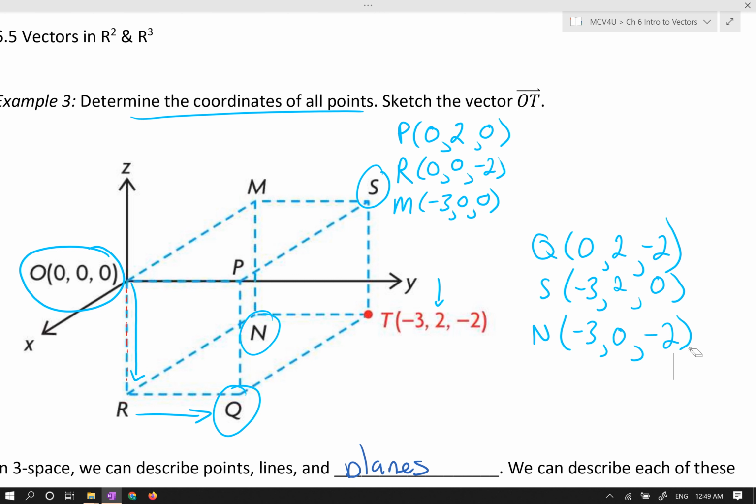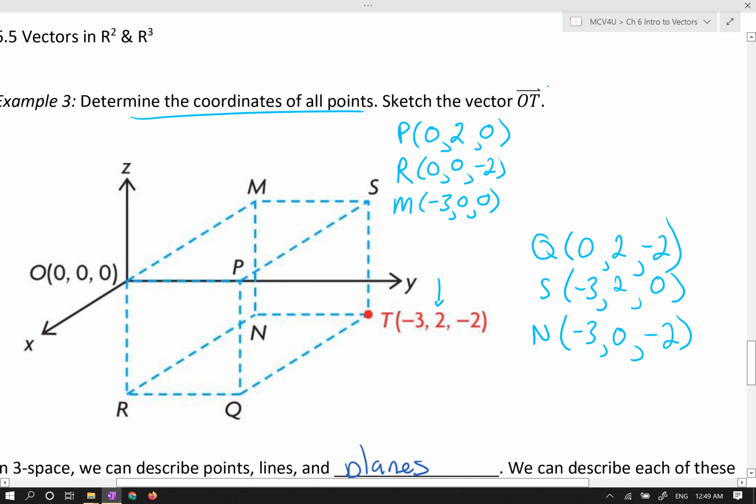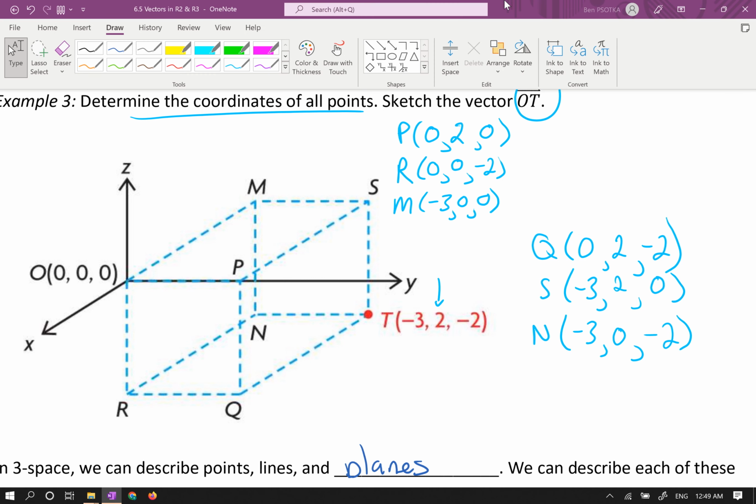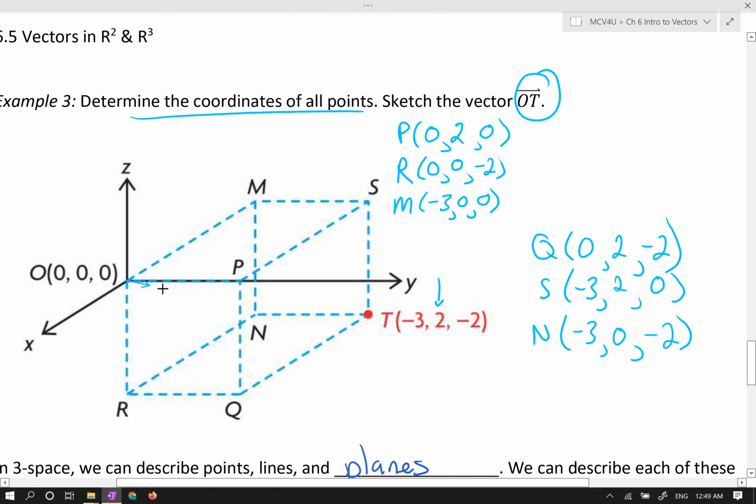Well done, folks. Now, lastly, this question is asking us to sketch the vector OT, and that's from the origin to point T. Now, this is much easier, perhaps, than it sounds. Maybe it doesn't sound that challenging at all. All we're doing is going from the origin to point T. There we go. That is vector OT sketched in place. Well done, folks. Now, OT, we know here, can be given by the coordinates of the point T. So OT is equal to -3, 2, -2.